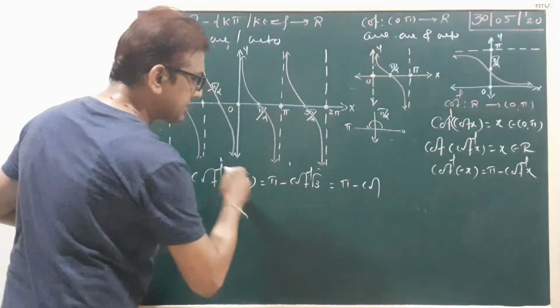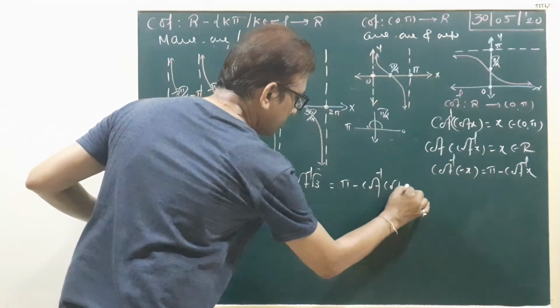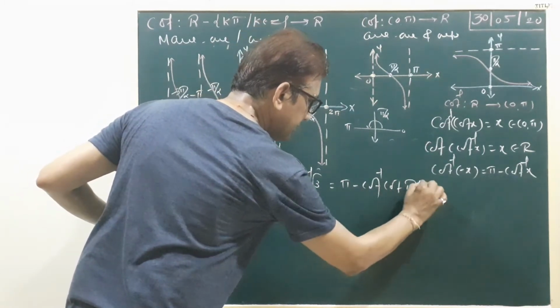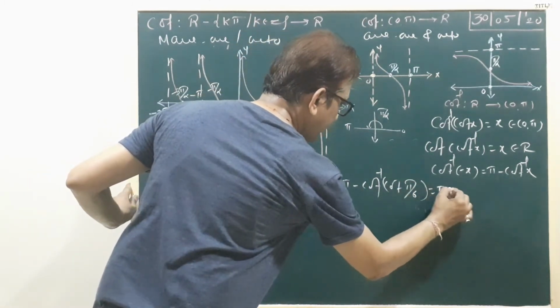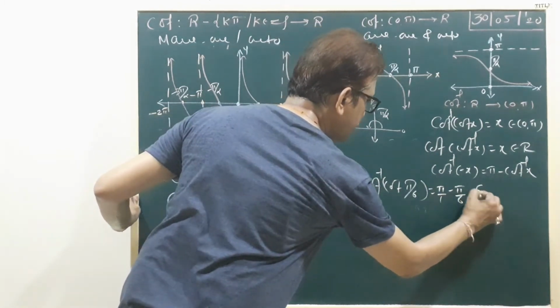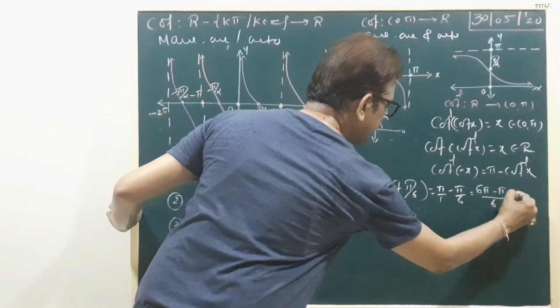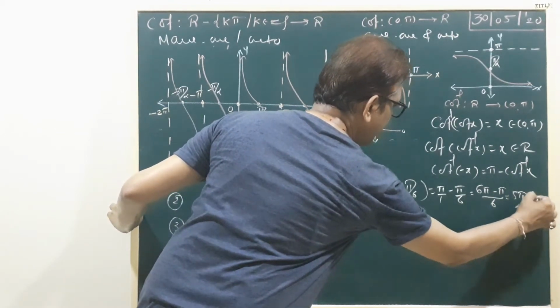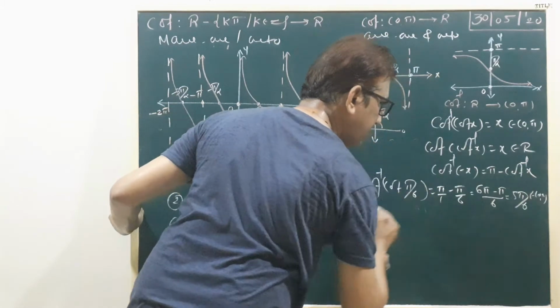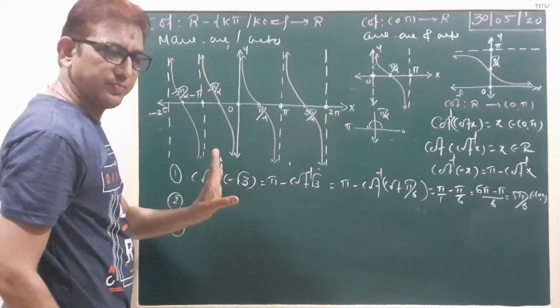Then similar to the first sum, cot inverse root 3 is cot inverse cot pi by 6. So pi minus pi by 6. We take the LCM: 6 pi minus pi upon 6. So the answer is 5 pi by 6, which belongs to 0 to pi. You can also verify whether your answer is right or wrong.